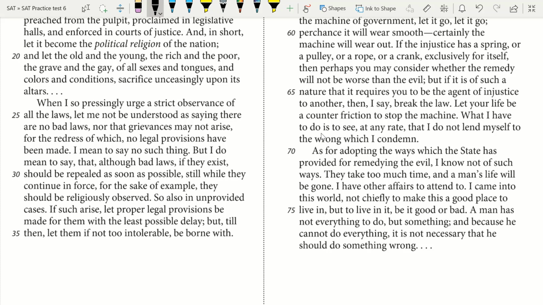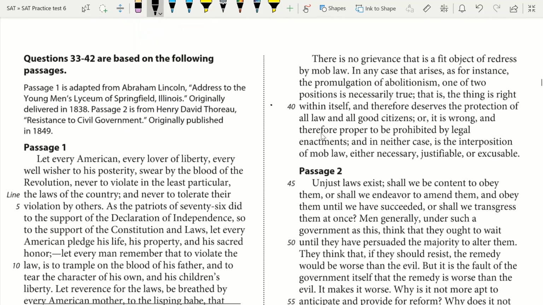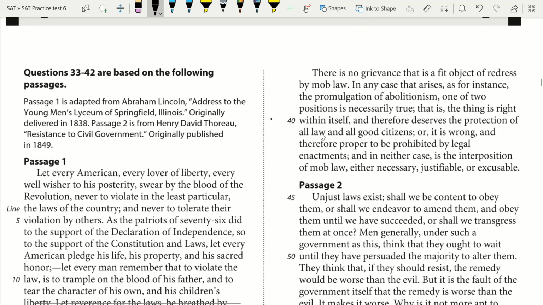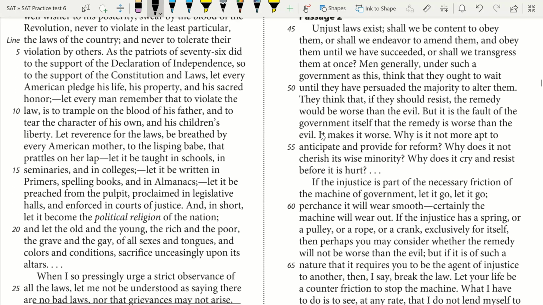So also in unprovided cases, if such arise, let proper legal provisions be made for them with the least possible delay. But till then, let them, if not too intolerable, be borne with. There is no grievance that is a fit object of redress by mob law. In any case that arises, as for instance, the promulgation of abolitionism, one of two positions is necessarily true. That is, the thing is right within itself and therefore deserves the protection of all law and all good citizens, or it is wrong and therefore proper to be prohibited by legal enactments. And in neither case is the interposition of mob law either necessary, justifiable, or excusable.